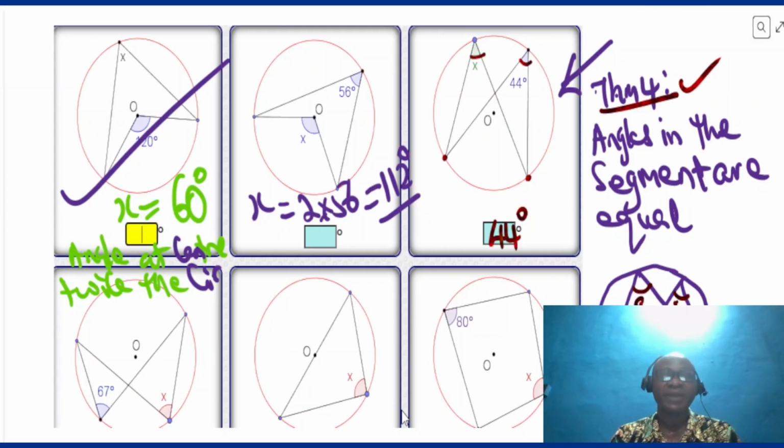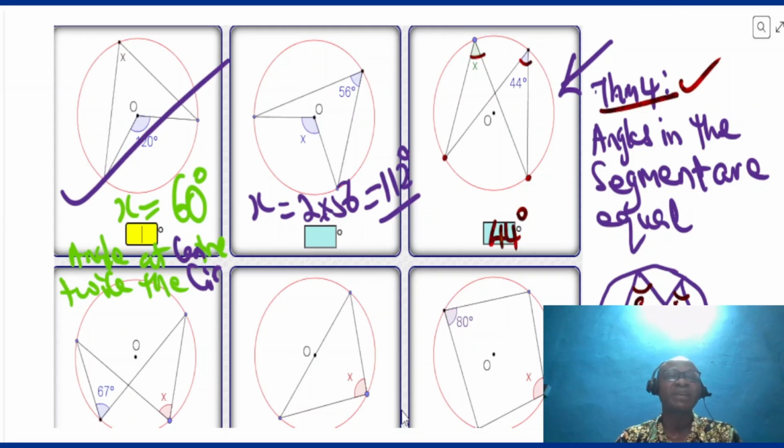Angles in the same segment. We have explained the first 3 in the first row. And the first 2, we used angle at center twice the circumference. The third one, we use angles in the same segment. The same segment. What is a segment? A segment is formed by a chord.